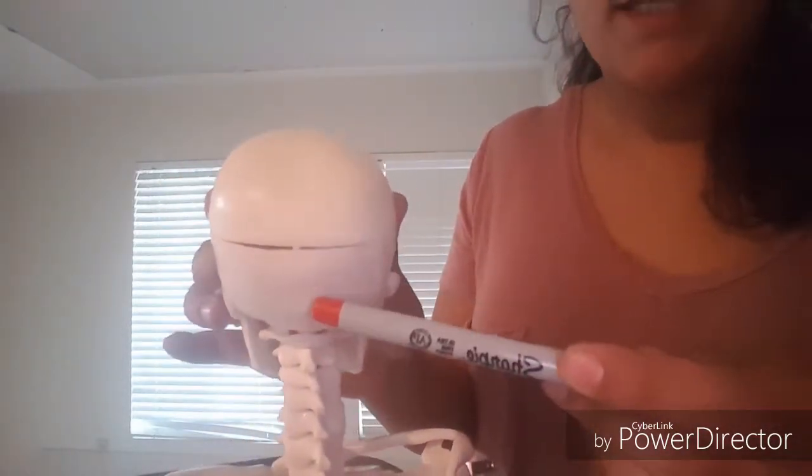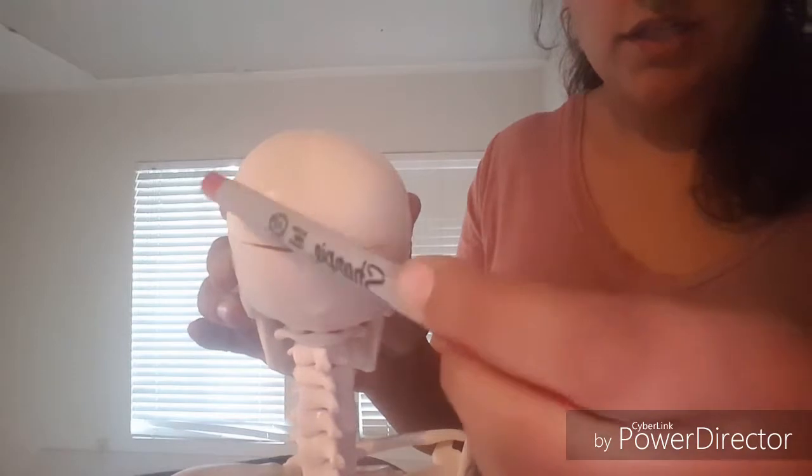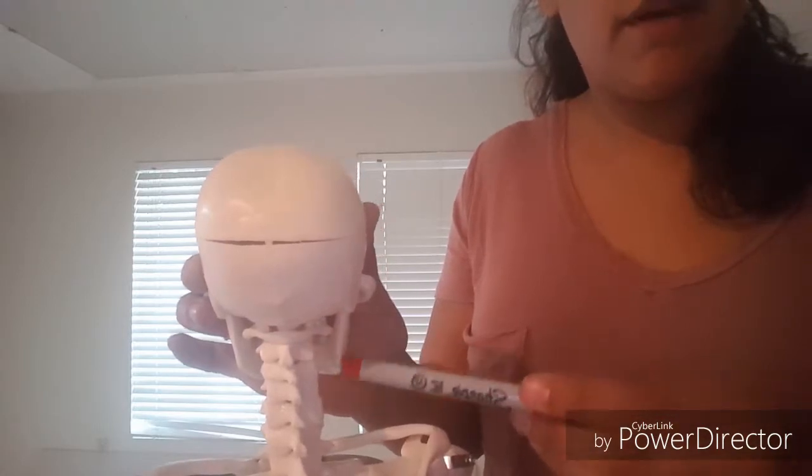We're going to move to the posterior part of the skull, the back of the skull. So we have the occipital bone right here. Once again, we can see the parietal bones, which are these two bones right here. We can also see the mandible from the posterior view as well. This is our lower jaw.